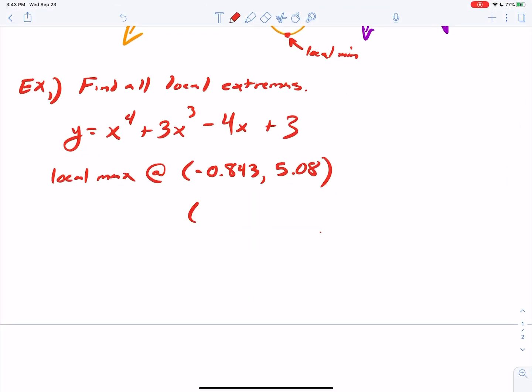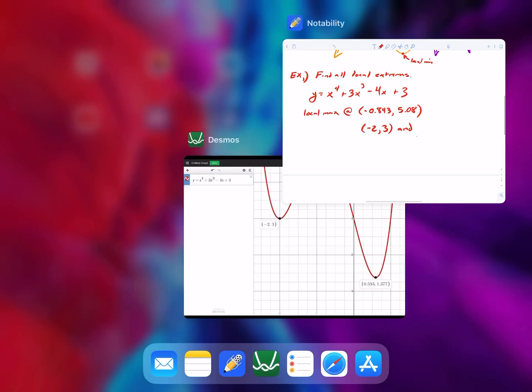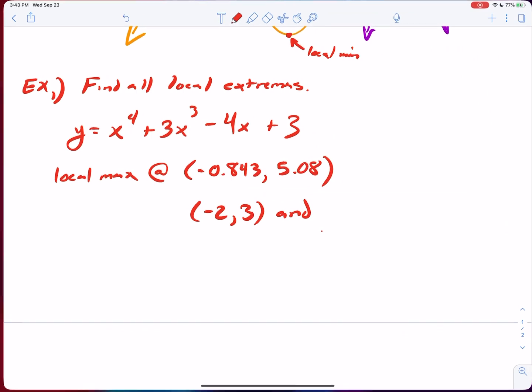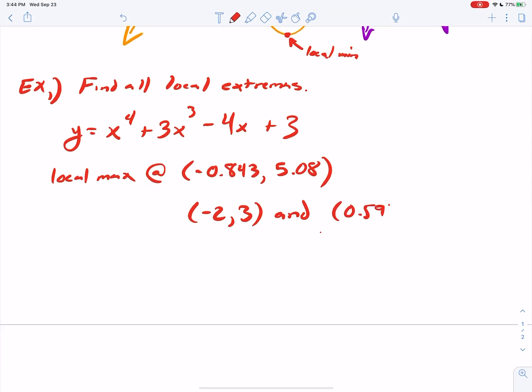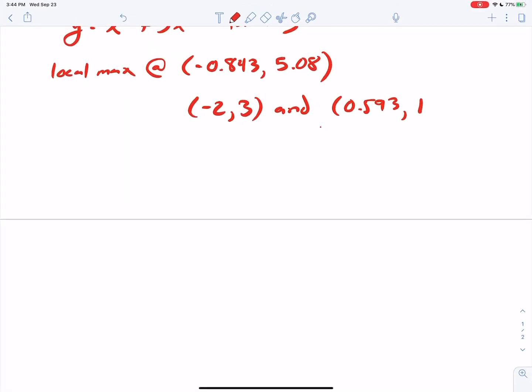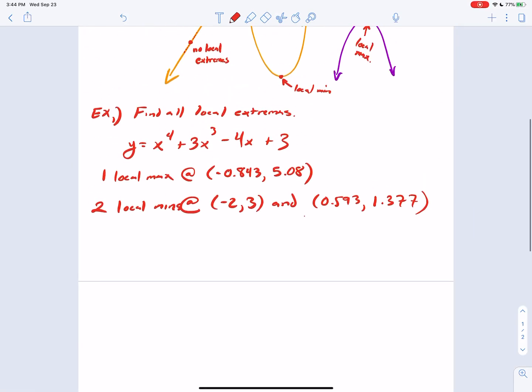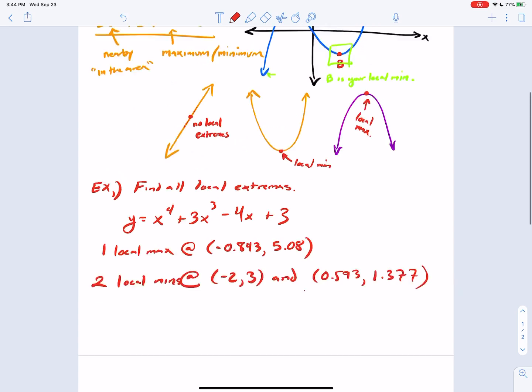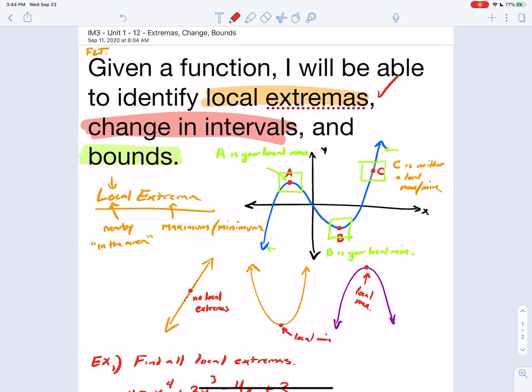So at negative 2, comma 3 and where else? 0.593, comma 1.377. We have a local min. So we have 2 local mins and 1 local max. That's basically it. So this is really easy if you have a picture. That's it. So local extremas, we're good to go.